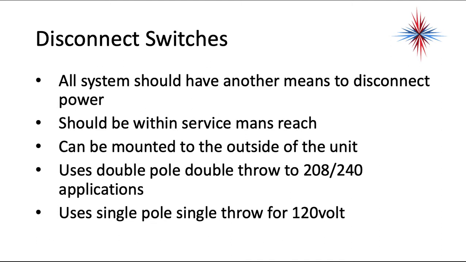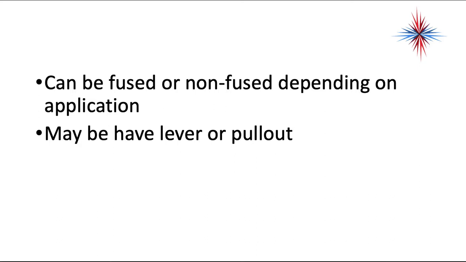All systems have to have another means to disconnect power. This is all mechanical systems. It has to be within the reach of the technician. It can be mounted to the outside of the unit, and it uses double pole throw for 208, 240 applications, single pole for 120 volt applications. In other words, you need to be able to disconnect all power from a unit within arm's reach of that unit. It can be fused or non-fused depending on the application. It may have a lever or a pull-out.